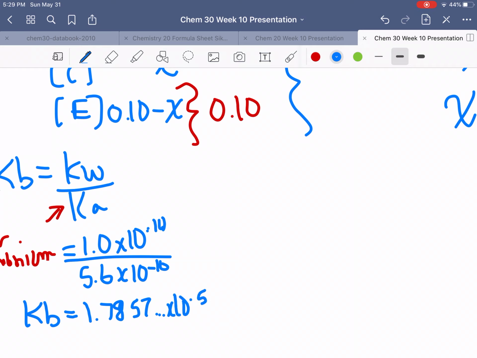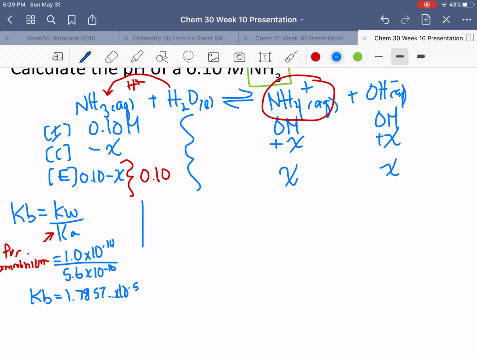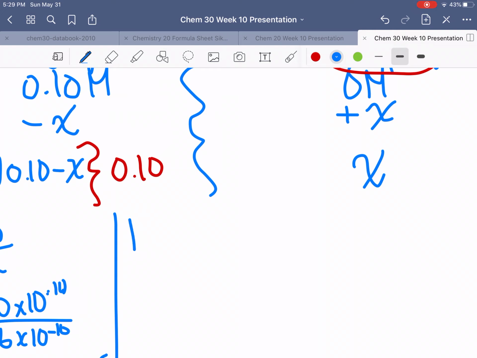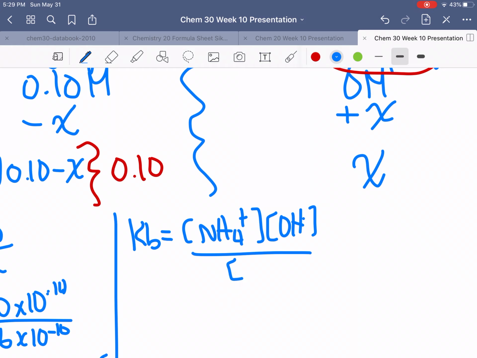Now, why is this useful? Well, because once we have the equilibrium law for this equilibrium system, I can then solve for my unknown, x. I could do so algebraically. So let's get that equilibrium law. Kb is equal to the concentration of the ammonium times the concentration of hydroxide over the concentration of ammonia.